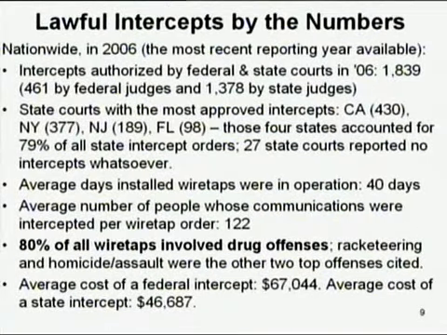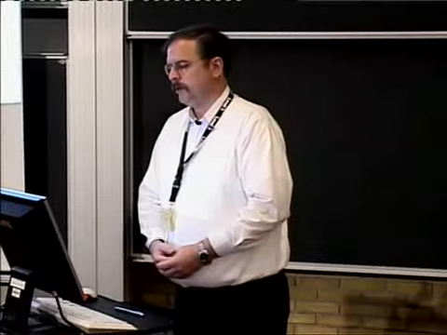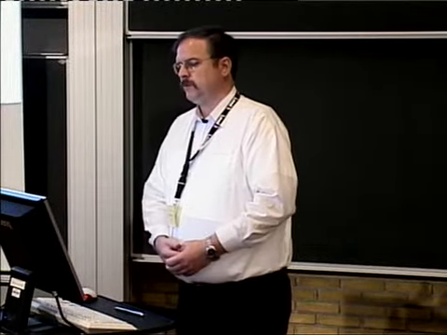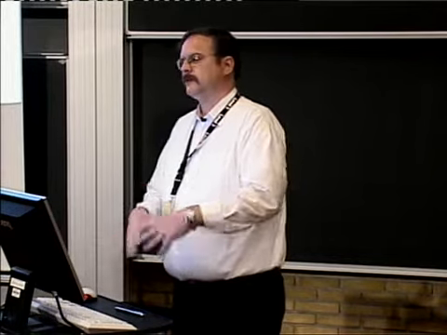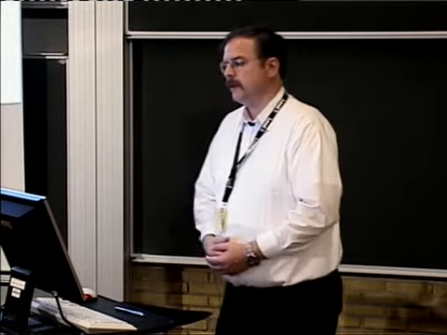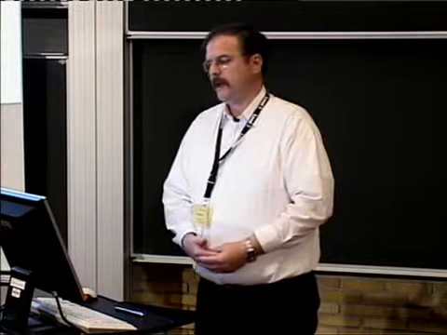One of the things that may help is talking a little bit about lawful intercept by the numbers. And by this I mean, if you think about lawful intercepts, you may think, oh, these guys are wiretap crazy and they're wiretapping everything all the time, or they never use it at all. And the reality is somewhere in between. So about 461 federal intercept orders, 1,378 at the state level, the smaller granularity, with a lot of the states not having any at all.